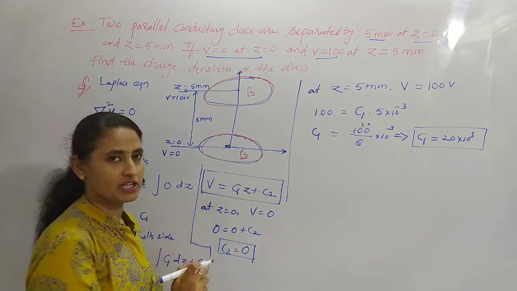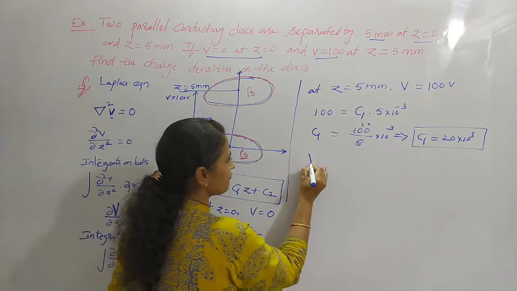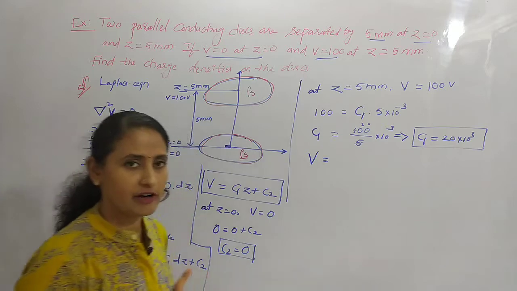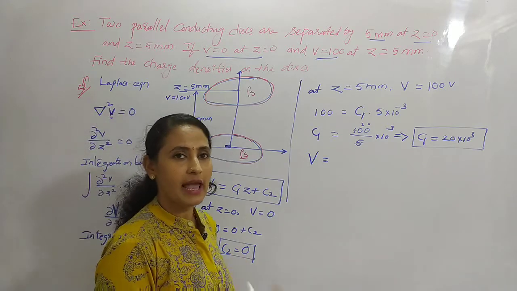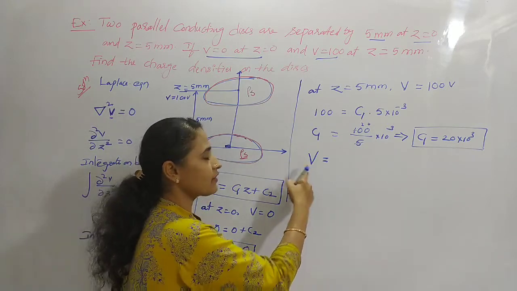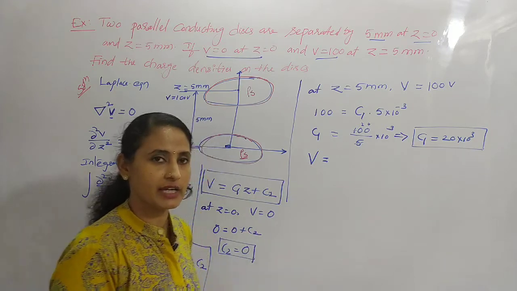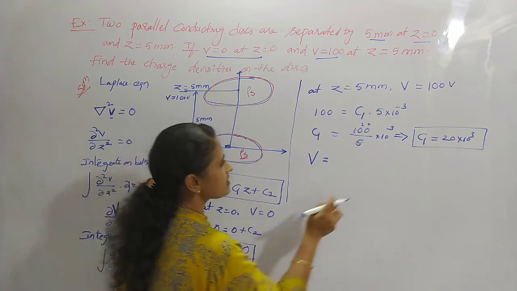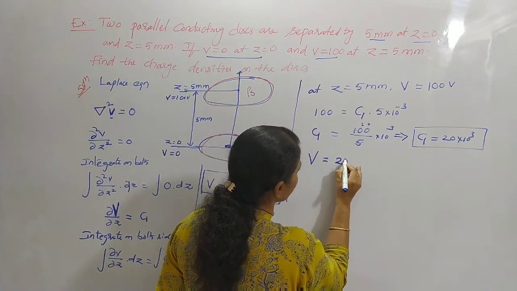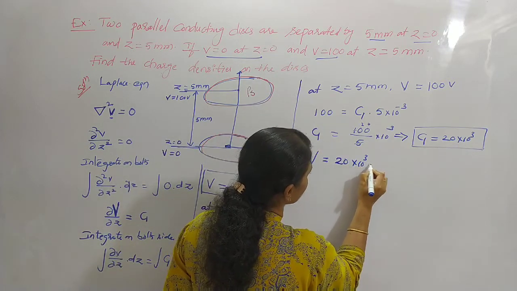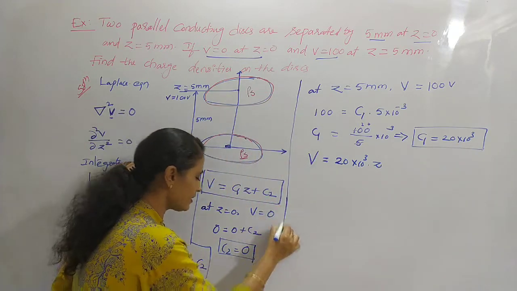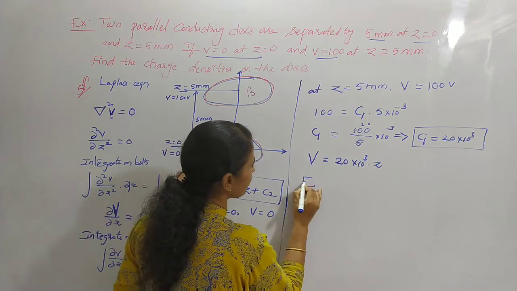Now let us write the equation for V. What are we trying to obtain? We are trying to obtain the value of E, the electric field. So our primary job is to get the value of the electric field. Once we have the value of V, from which we can obtain E. So V is given by C1 into Z. C1 is 20 into 10 raised to 3, Z. Okay, it is in volts. So what is our job? To get the value of E.